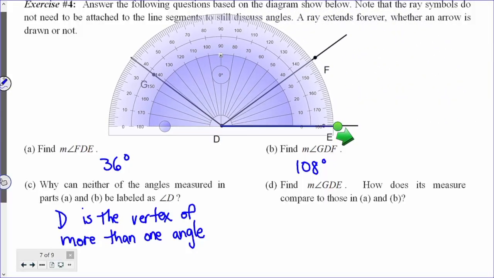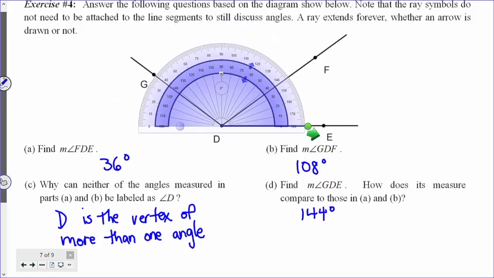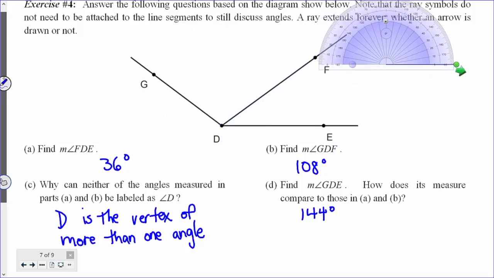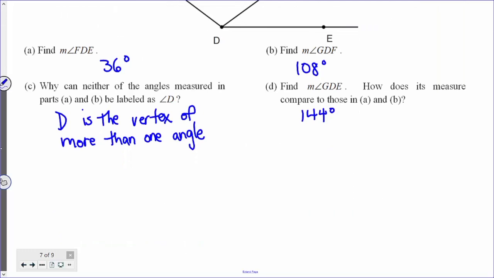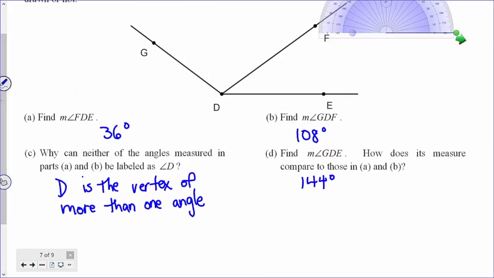Bring my protractor back down. Excellent. GDE is going to be all the way over here, and it's going to be at 140, somewhat around 143, 144. I'm going to call it 144 degrees. All right, let's bring this back down and get out of there. So what's this question about how does it compare to these 2 angles? We saw that FDE was 36. We saw that GDF was 108. How does that 144 compare?